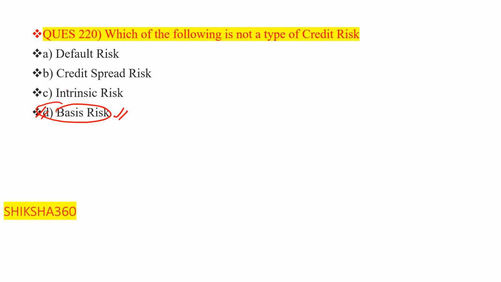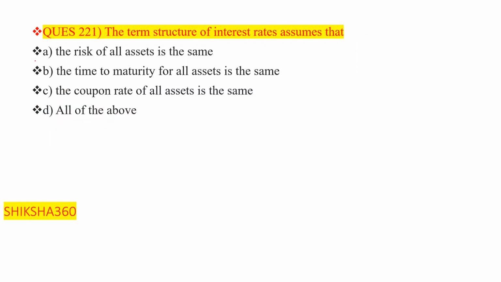Now move to the next question. Question number 221. The term structure of interest rate assumes that: first, the risk of all the assets is the same; second, the time to maturity for all the assets is the same; third, the coupon rate of all the assets is the same; fourth, all of the above.